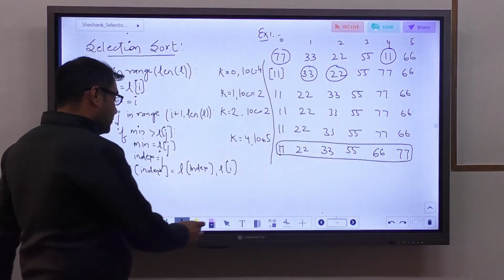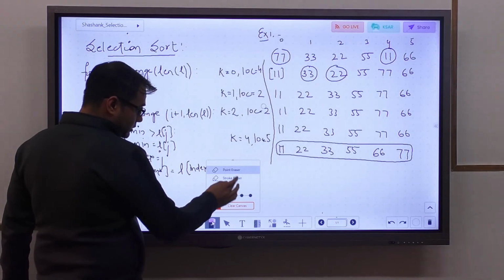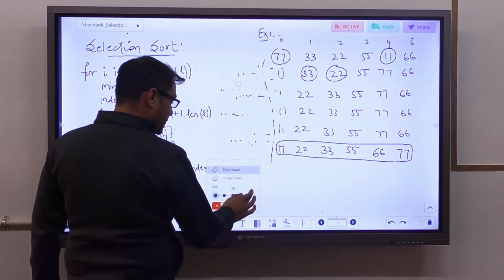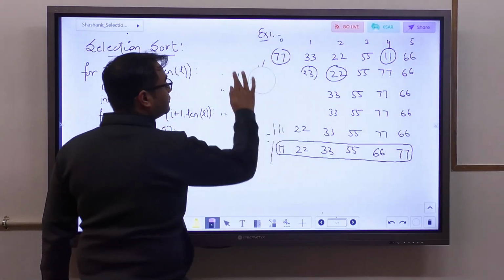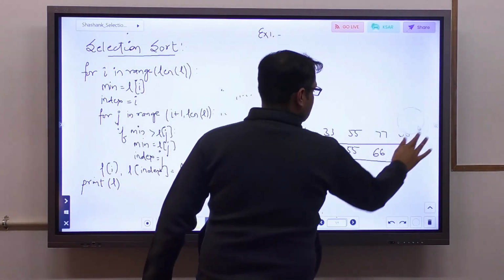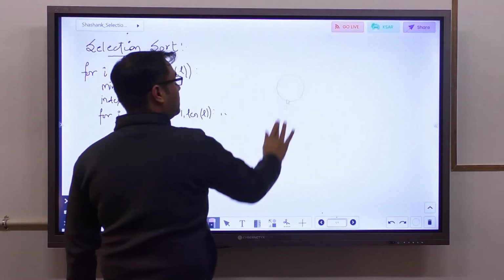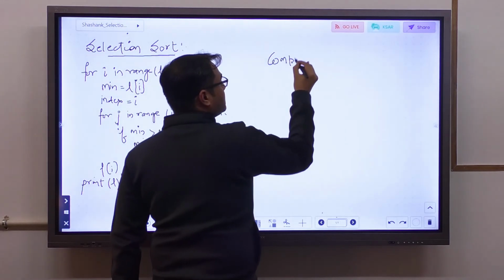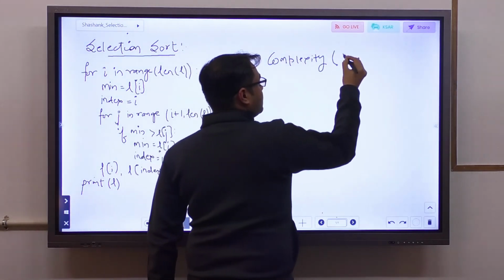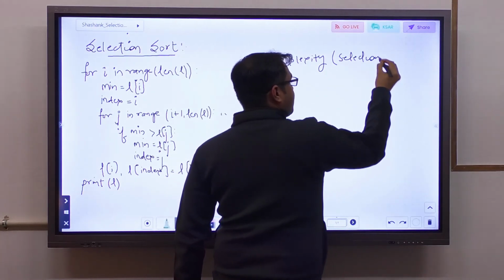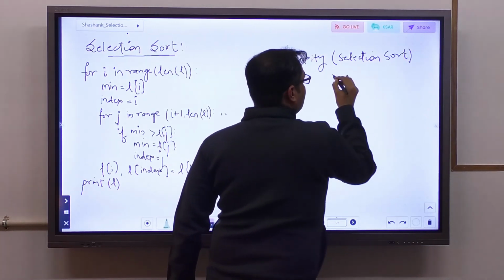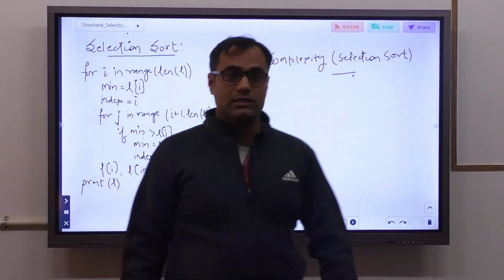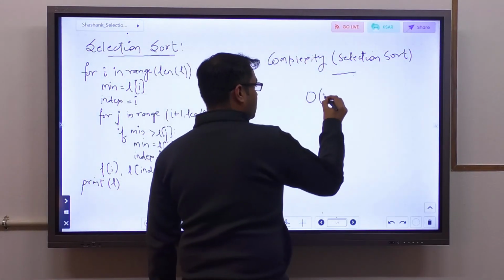Now we will talk about the complexity of selection sort. If I talk about the complexity of selection sort, in all the three cases, best, average and worst, it is order of n square.